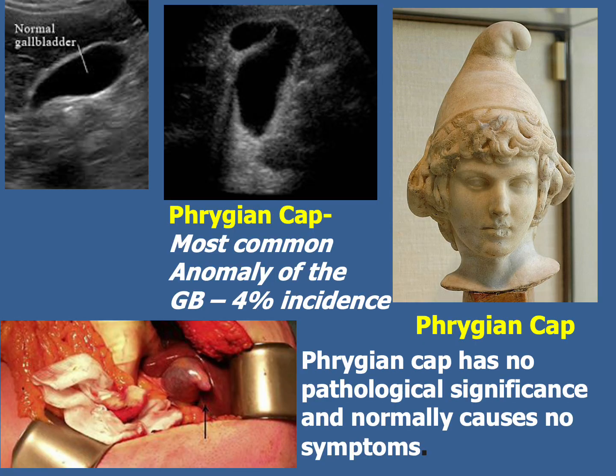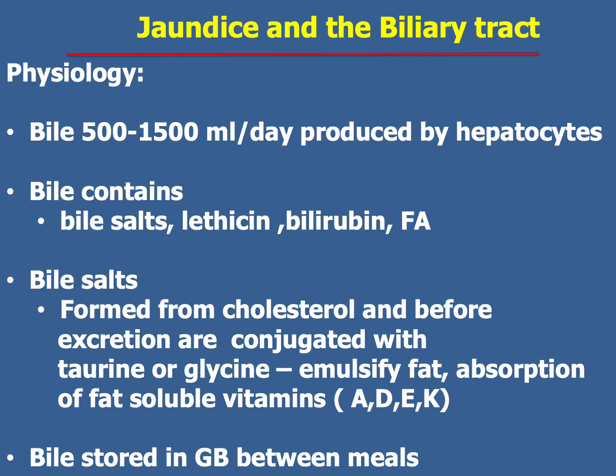The Phrygian cap is a congenital anomaly where the fundus of the gallbladder folds back onto itself, resembling the Phrygian cap, a soft conical hat of the Mediterranean sailors. A Phrygian cap is typically benign and asymptomatic. If symptomatic, cholecystectomy is indicated.